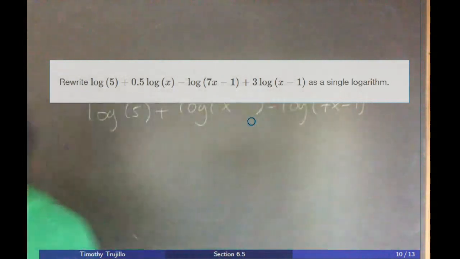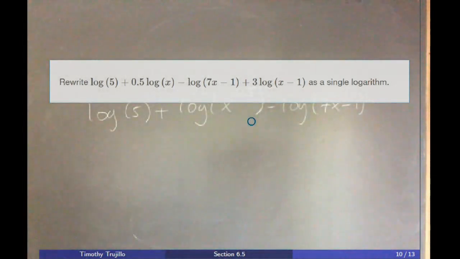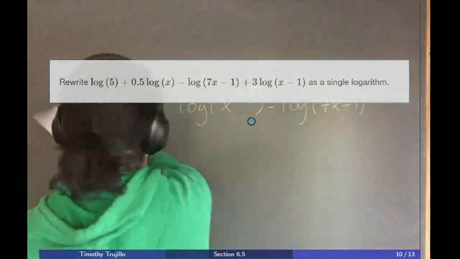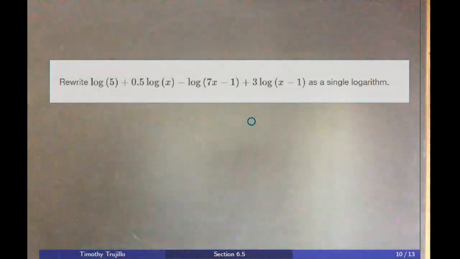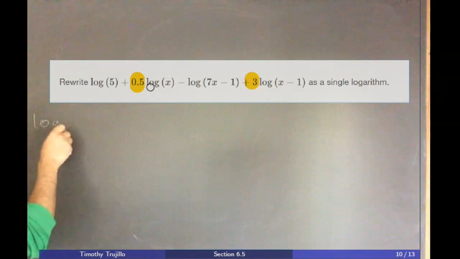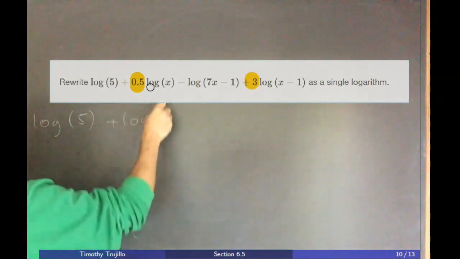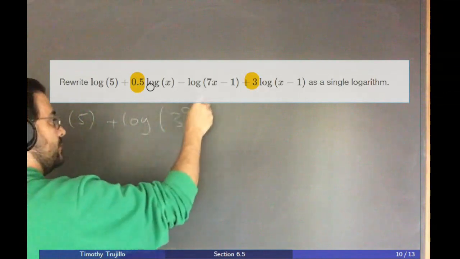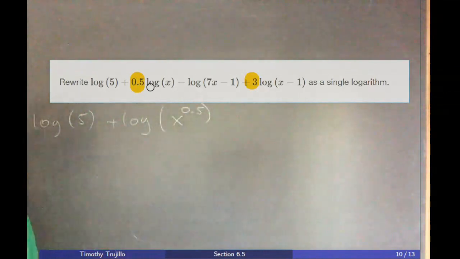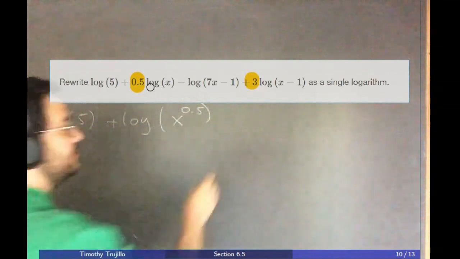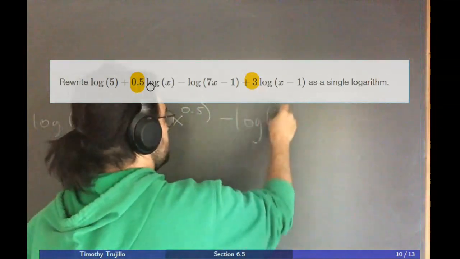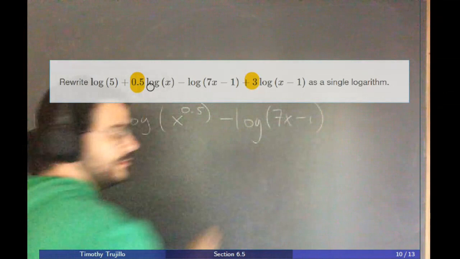And then you should also pull in the 3, and I'm running out of space here, so let me rewrite what I was going to write. So you should also take this 3 and bring the 3 up into the exponent as well. Okay. So here we should get that log base 10 of 5 plus log base 10 of 3 to the 0.5, x to the 0.5. And then minus log of 7x minus 1.